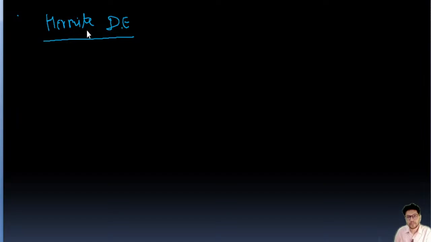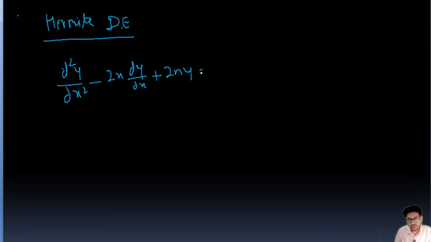So the form of the Hermite differential equation is d2y over dx square minus 2x dy over dx plus 2ny equal to 0. So d2y over dx square minus 2x dy over dx plus 2ny equal to 0. This is the Hermite differential equation.